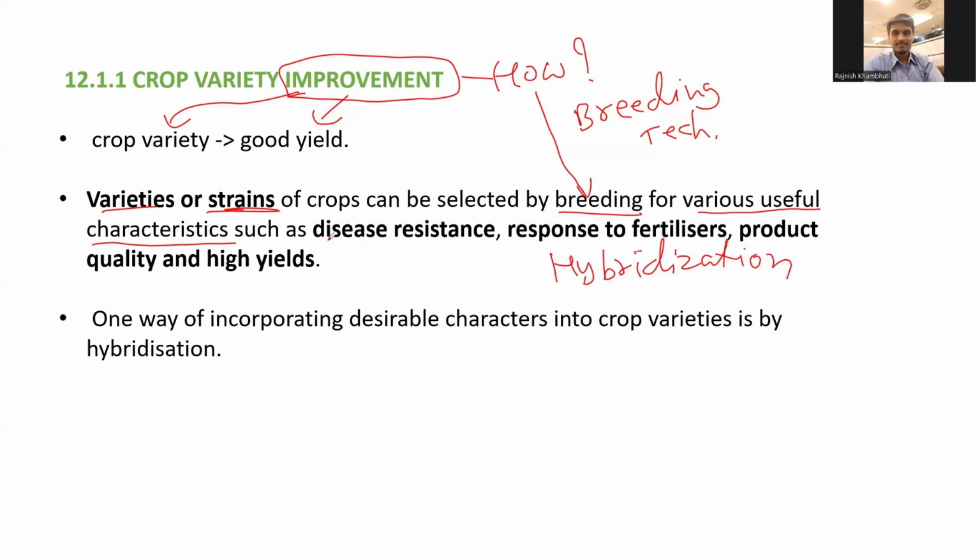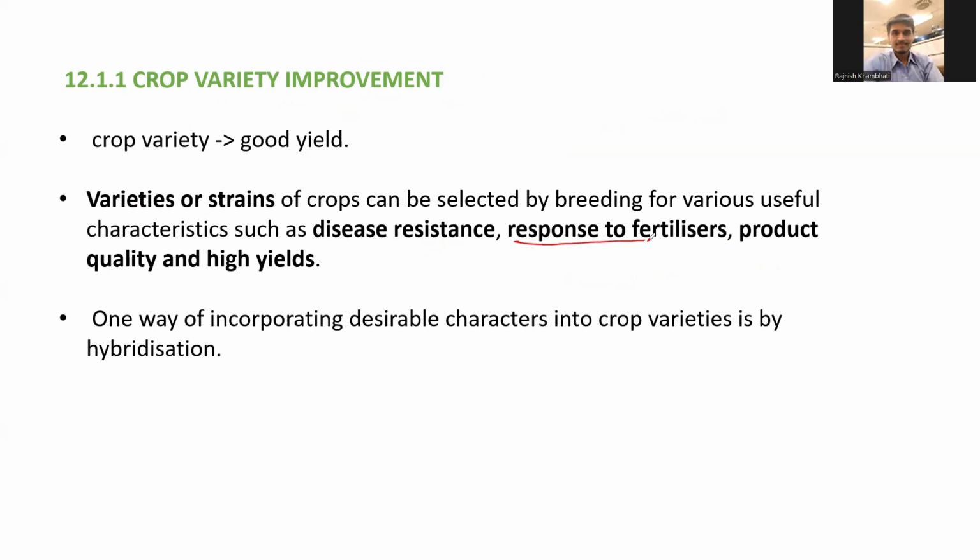So this process, the breeding technique, will give us the plant with a few characters. We will be tailoring the plant according to our need, according to our interest of characters. Like I want a disease resistant plant, so I will make it that way. Like I want my plant to respond to the fertilizer, meaning they should absorb the fertilizer very quickly. Or I want good product quality and high yield also. So I can get these traits, these characters, via improvement of the crop.